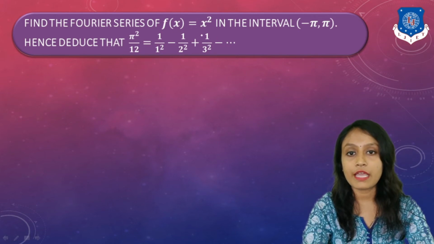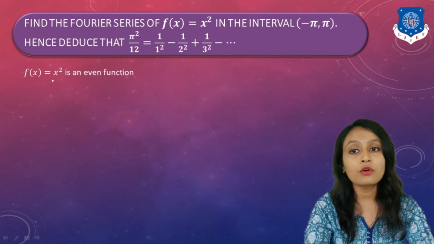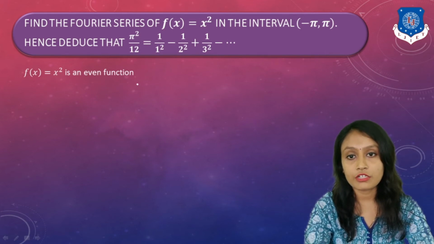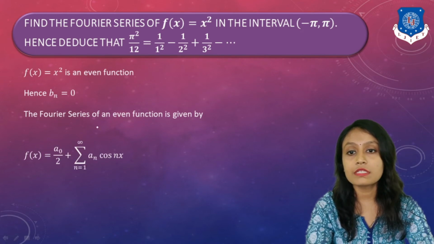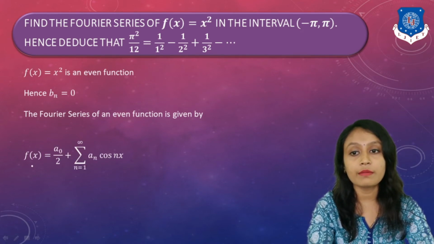So firstly we will check whether this function f of x equal to x square is an even function or an odd function, right? We have already discussed that f of x equal to x square is an even function. So whenever we have an even function, bn will be equal to 0. So what we need to find is a0 and an, and the Fourier series of an even function will be given by the formula f of x is equal to a0 by 2 plus summation n from 1 to infinity an cos nx.